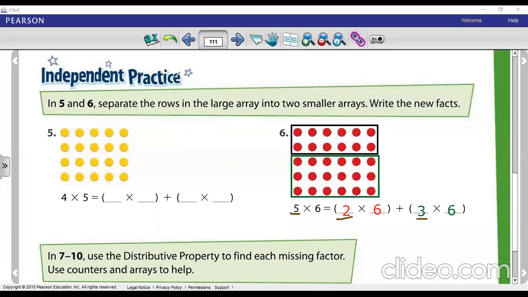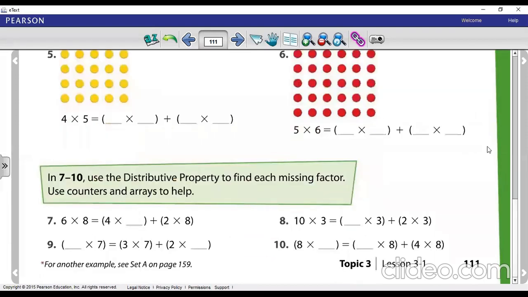So this is how we can write a multiplication equation using the distributive property. We use it to break down any multiplication equation into smaller multiplication equations, okay? In 7 to 10, use the distributive property to find each missing factor. Use counters and arrays to help.